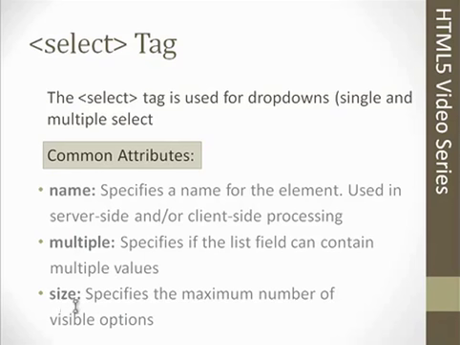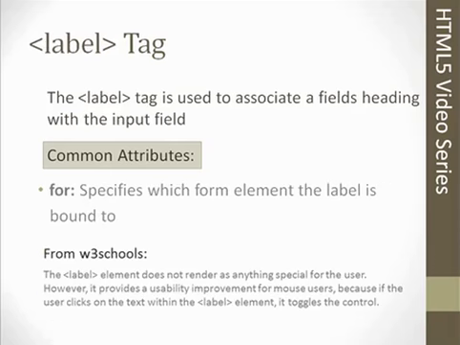And it also has the size attribute, which would specify the maximum of visible options. This would probably be used on the multiple type of drop down. If they only wanted you to pick maybe 2 out of the 5 options or something like that. So that's the select tag.